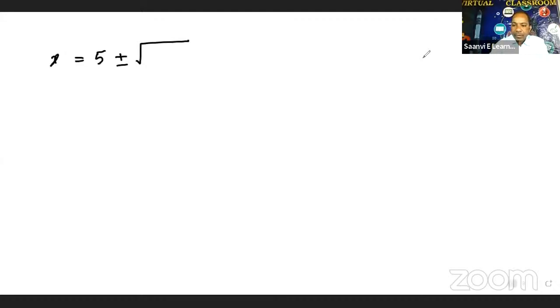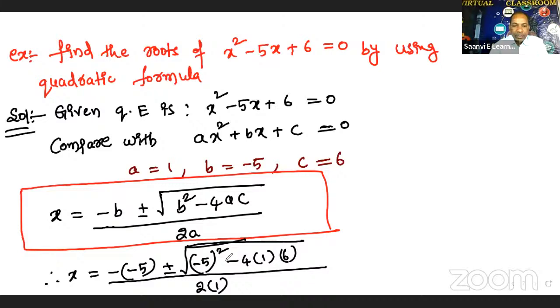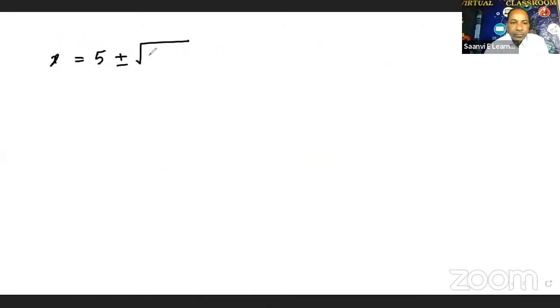It means here under root we have minus 5 whole square. What is the value of minus 5 whole square? Minus 5 whole square is plus 25. Why? Because minus 5 whole square means minus 5 is multiplied 2 times. So when we multiply 2 times, minus into minus is plus, 5 into 5, 25. We get plus 25. So minus 5 whole square value is plus 25.